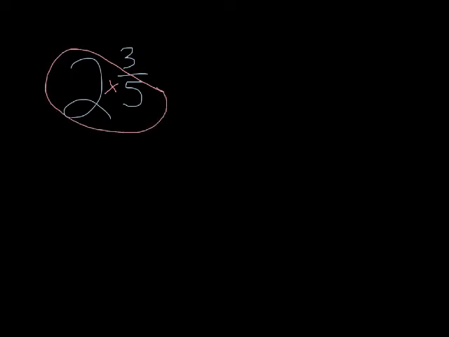Let's take 2 3/5, knowing our little shortcut. So we're going to do the same thing. We're going to multiply our whole number by our denominator. So 2 times 5, and we'll get 10. And then we're going to add our numerator, which is 3. And we always keep our denominator the same. This always stays the same.